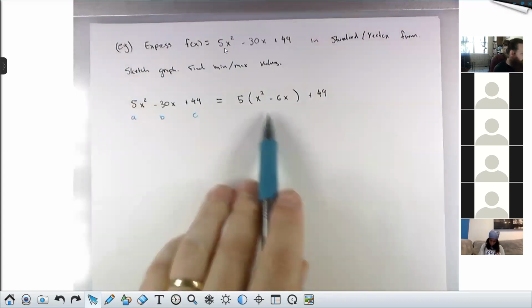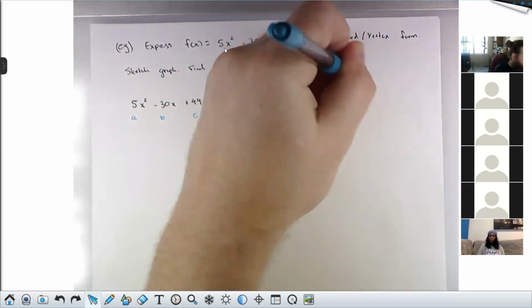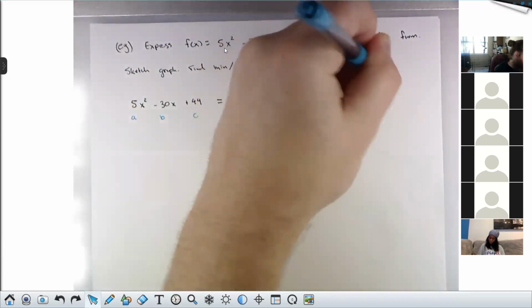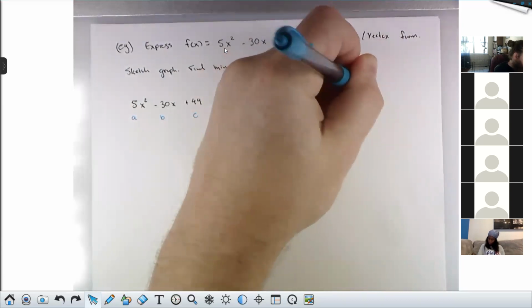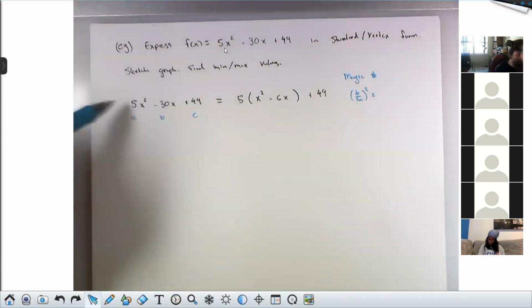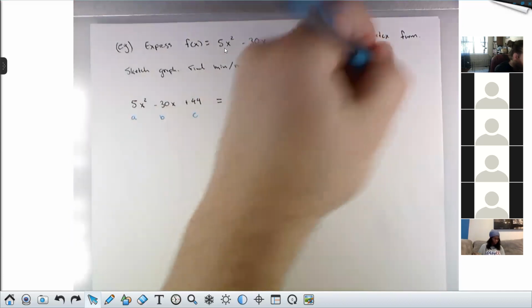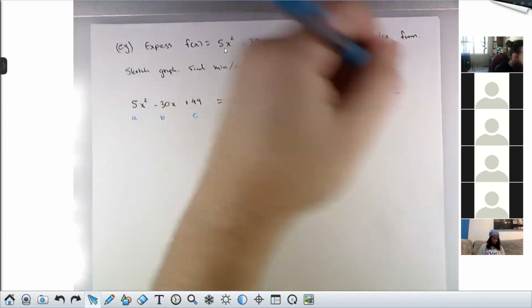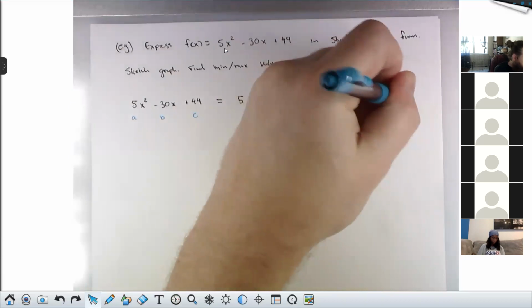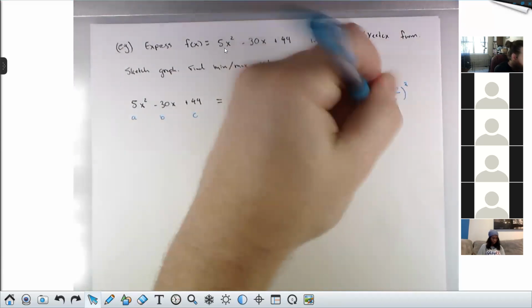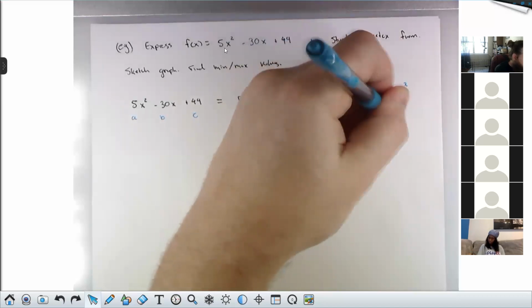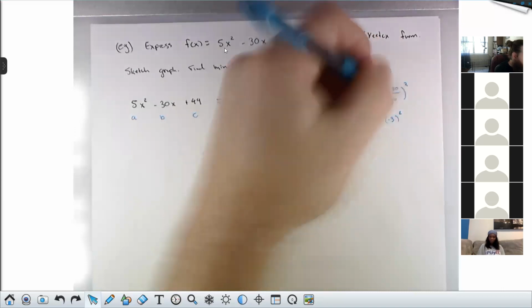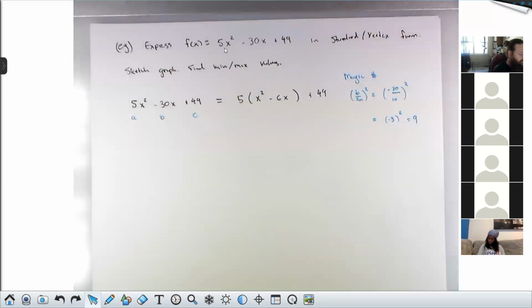And now I need to complete the square in here. So my magic number should be b over 2a all squared. b is -30, a is 5. So this is -30 over 2 times 5, which is 10, all squared. Oh, it looks like it's going to be 9 again, right? So -30 divided by 10 is -3. And that squared is +9. So again, my magic number is 9.